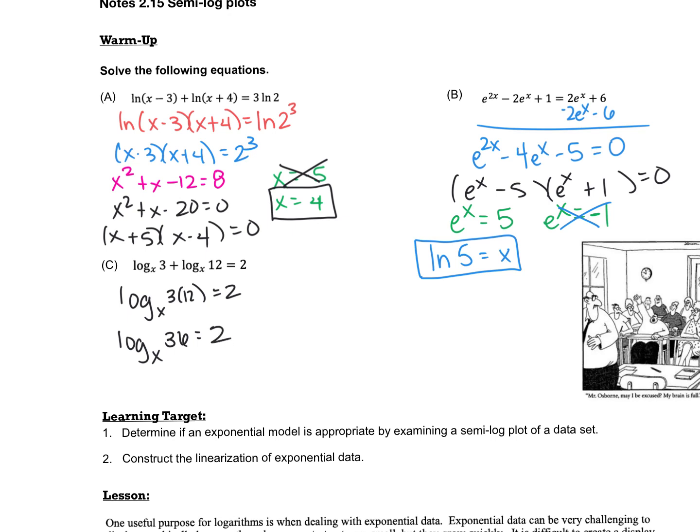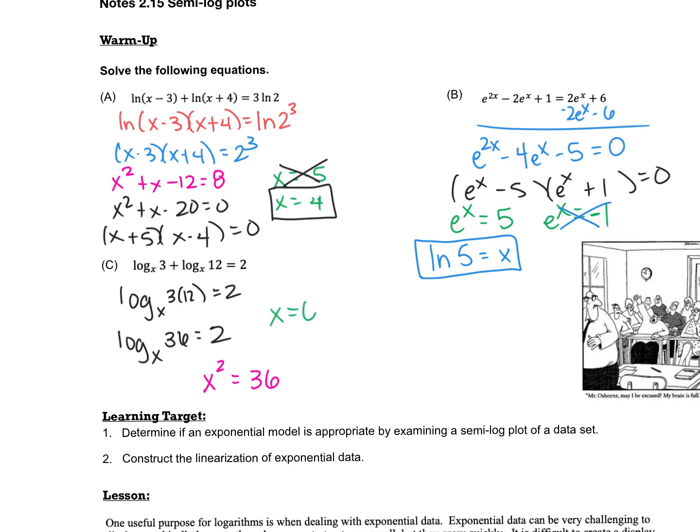Okay. Just like we do when we're solving any other equation, it's a logarithm, a single log equals a number. Let's just write it in exponential form. What would be my base? X to what power? X squared equals 36. What's x going to equal?